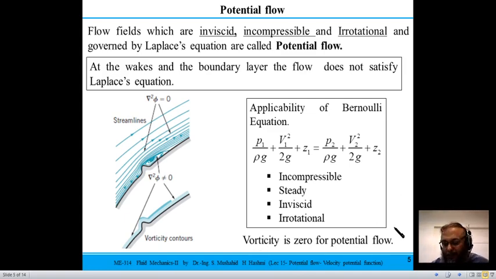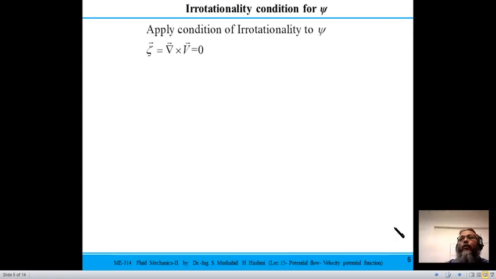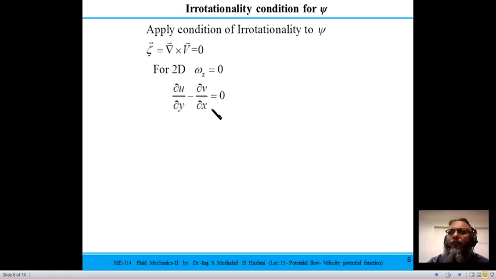We will see the idea of vorticity more closely one more time when we go into vortex flows. Now, the condition for irrotationality, if we apply it to the stream function: for a potential flow, the vorticity vector must be 0, so the curl of the velocity must be 0. And if we are talking about a 2D flow, we can say that the angular velocity vector about z is 0.